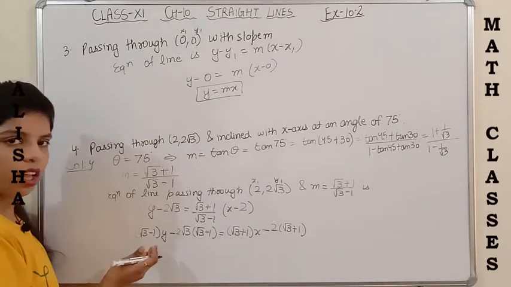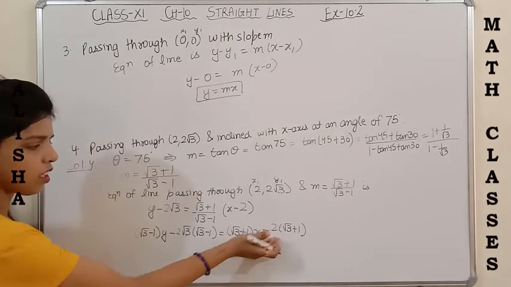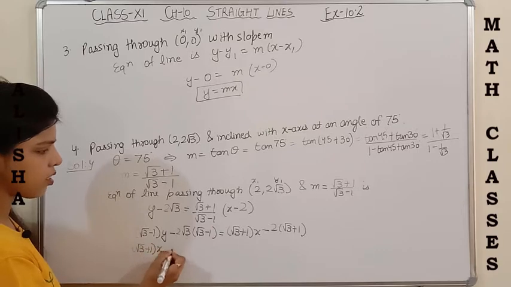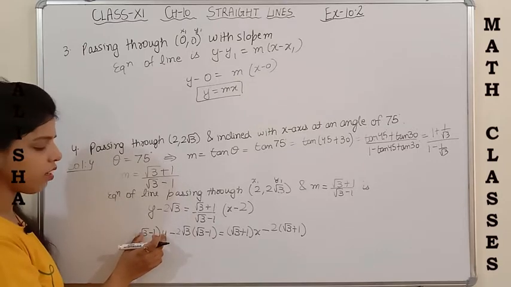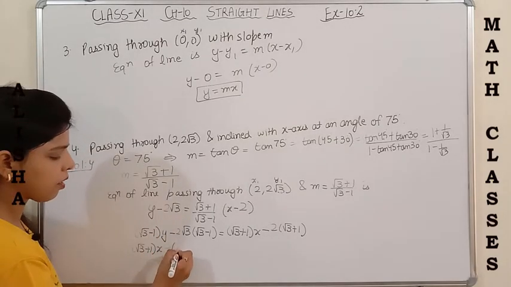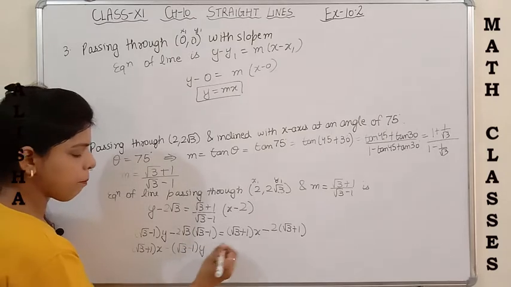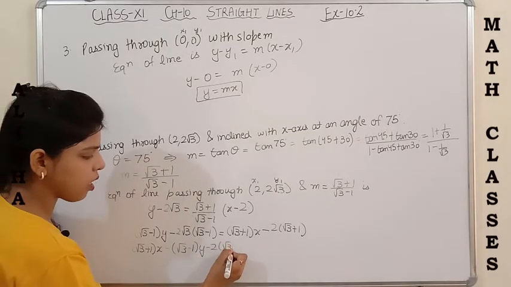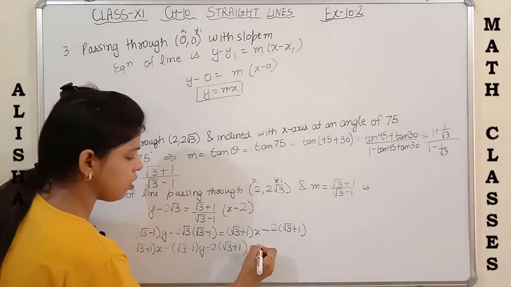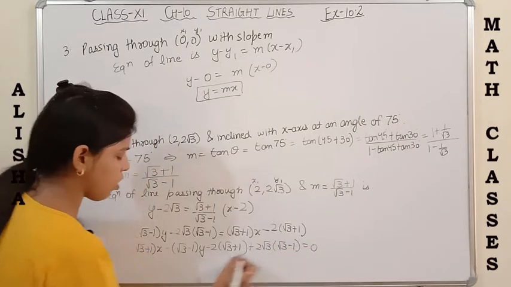So take x and y on one side and the constant on the other side, or you can shift everything to one side. So it becomes root 3 plus 1 into x. And when this y term comes to the right hand side, it will become negative. So it becomes minus of root 3 minus 1 into y, minus 2 into root 3 plus 1. And this negative will become positive: 2 root 3 into root 3 minus 1 is equal to 0.